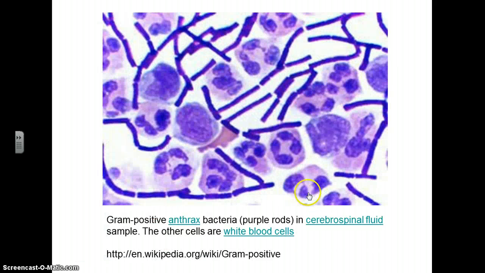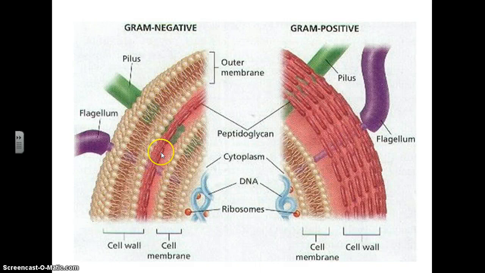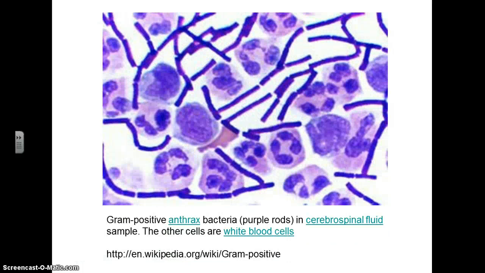And so gram-positive bacteria like anthrax here show up really dark purple when you stain them with this technique, whereas the gram-negatives do not show up dark purple. Gram-positives on average tend to be a little more on the pathogenic side, but not completely.